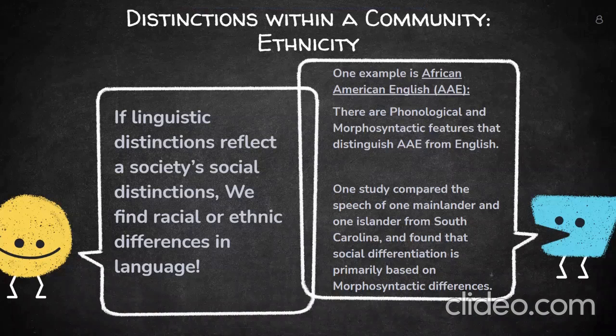I'm going to go over some of these in the next slide, but one thing I wanted to mention right now is one study which compared one mainlander who was white and one islander who was black from South Carolina, and they studied the differences between their speech patterns. And they found that social differentiation in this small case was primarily based on morphosyntactic differences. And they boiled that down to basically ethnicity, geographical location, and the interactions they have with the people who live in their community. So that means that this is a more multifaceted part of language variation. So ethnicity could really boil down to more than just someone's ethnicity. It has more to do with the region, community, and collaboration among different people.